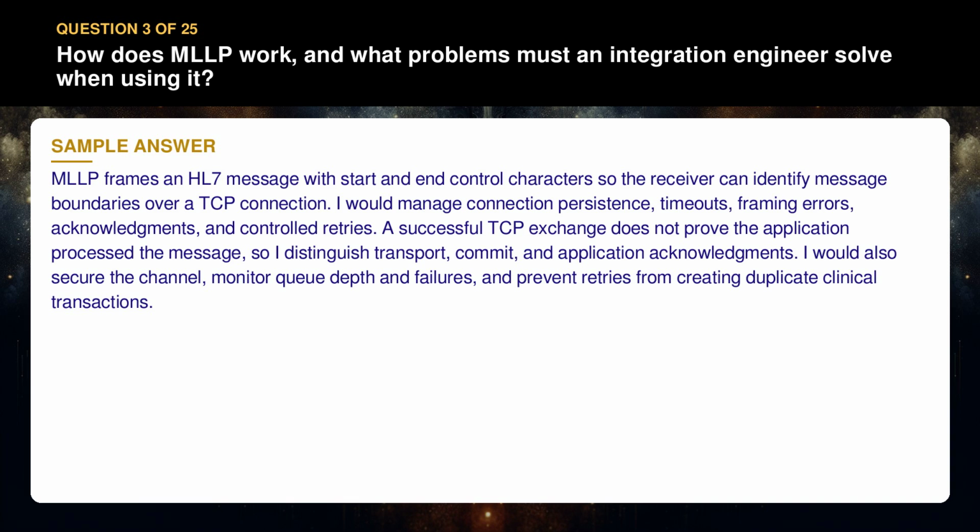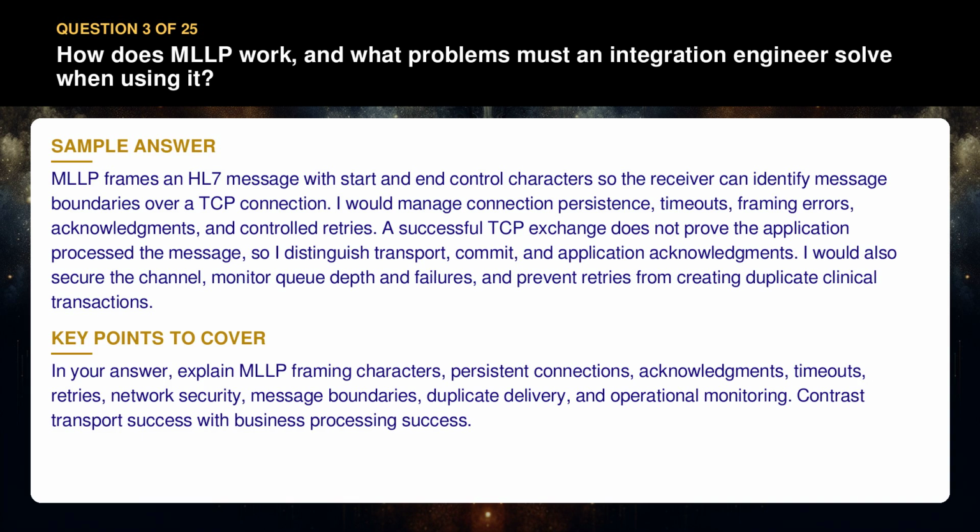A successful TCP exchange does not prove the application processed the message, so I distinguish transport, commit, and application acknowledgements. I would also secure the channel, monitor queue depth and failures, and prevent retries from creating duplicate clinical transactions. In your answer, explain MLLP framing characters, persistent connections, acknowledgements, timeouts, retries, network security, message boundaries, duplicate delivery, and operational monitoring. Contrast transport success with business processing success.